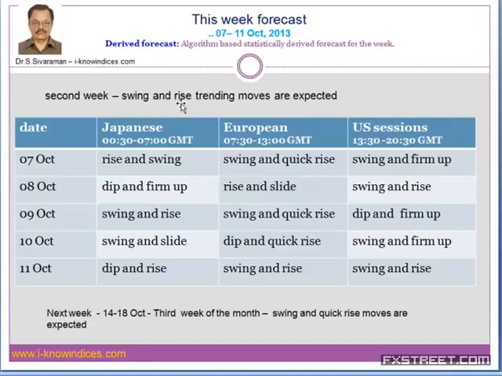Now, it is the second week of the month. Swing and rise moves are expected. A trending move is expected to set, and the market is expected to continue to rise, and this rise will continue till the end of the year and also the new year. So the trend has not changed. In between, the market is expected to make a downward dip.